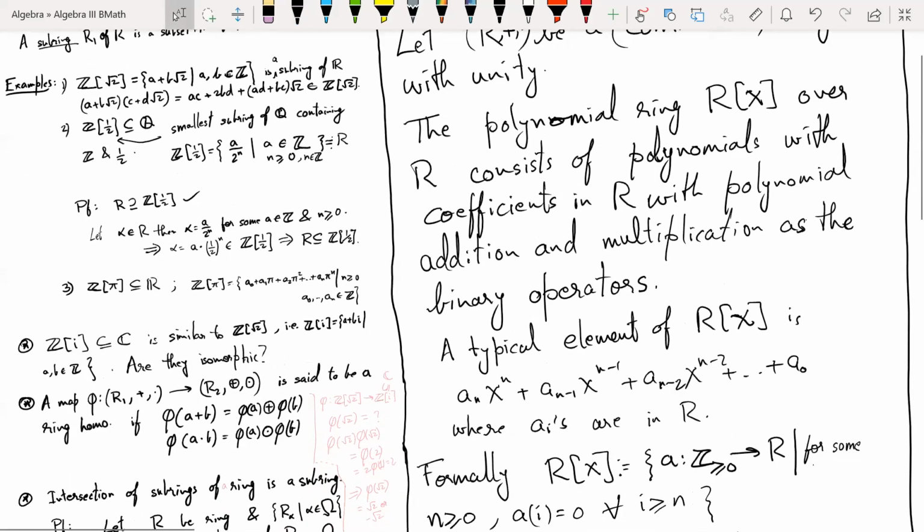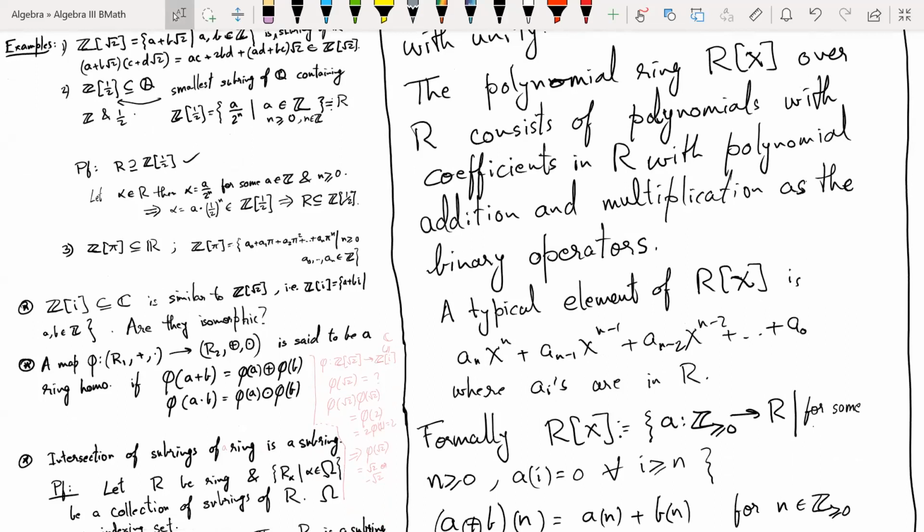So one way to think of it formally is that you think of it as functions from non-negative integers to the ring R such that all but finitely many of these functions are 0. In other words, there exists n such that a_i is 0 for all i greater than n. Greater or equal, it doesn't matter. But let me just put strictly greater than here. The other definition is not wrong, but let's just do this.